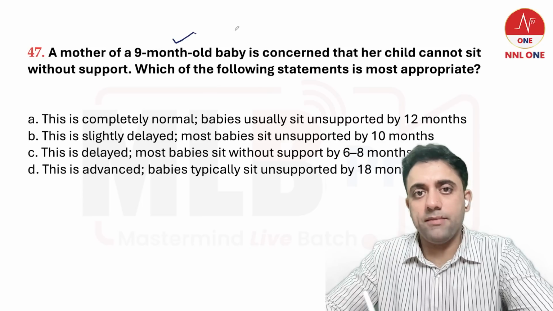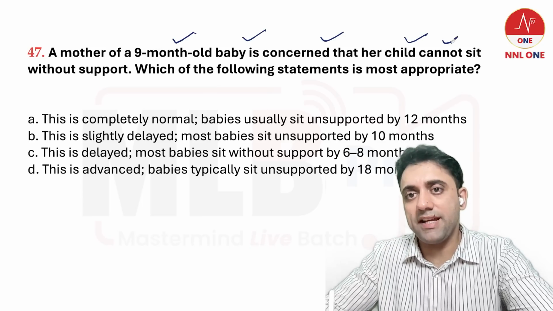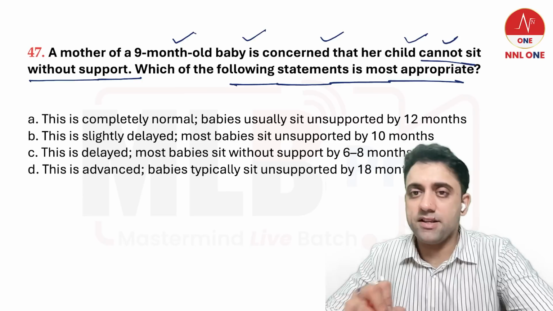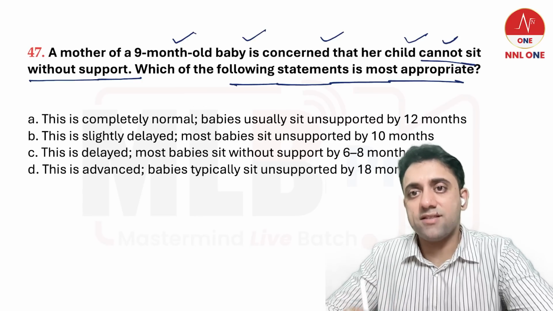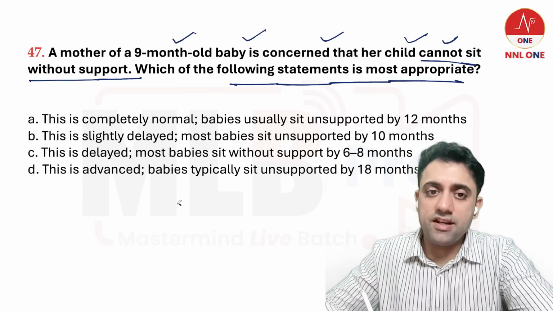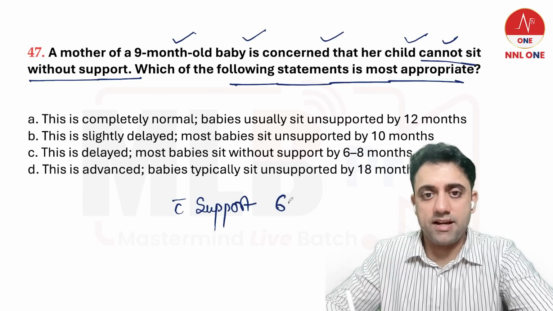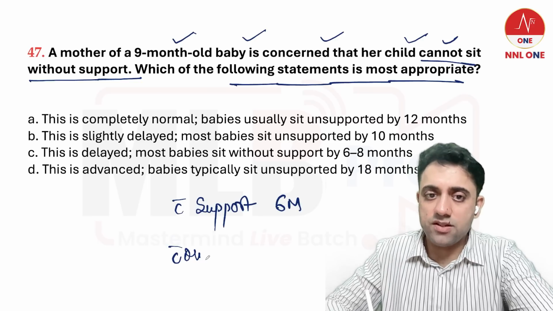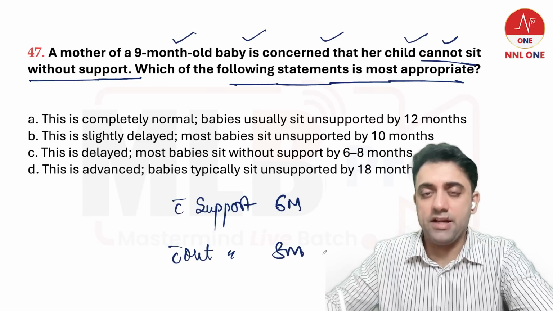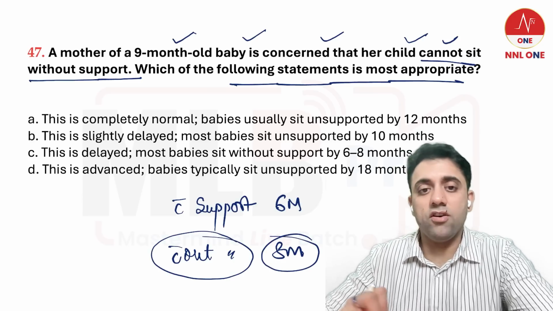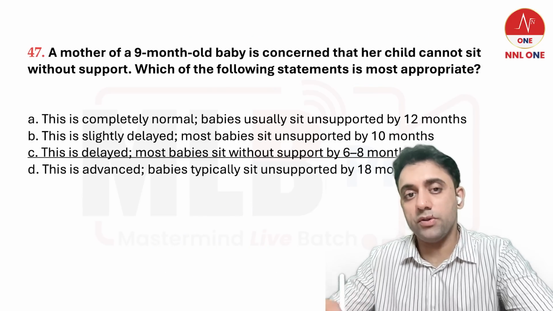A mother of a 9-month-old baby is concerned that her child cannot sit without support. Which of the following statements is most appropriate? He cannot sit without support. So sitting with support comes by 6 months, and sitting without support comes by 8 months. Okay, so an 8-month baby should be sitting without support. So what do you think?